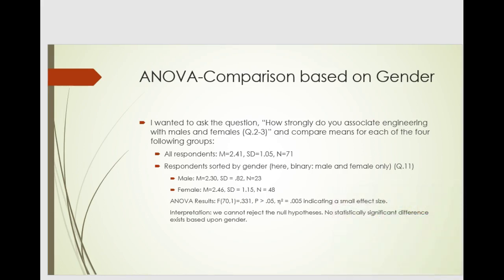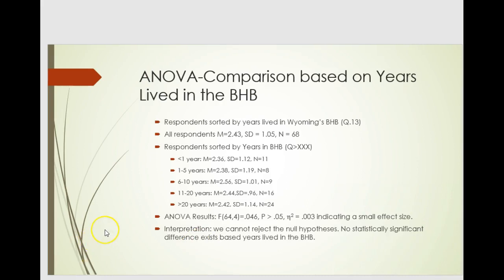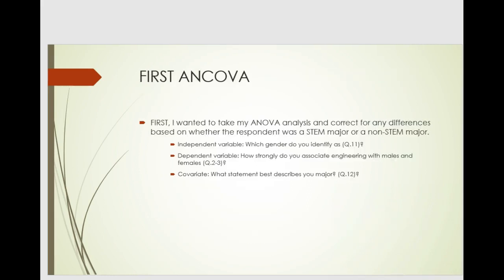So moving forward, I then sorted by years, because we live in this very rural community where engineering is not a visible profession. So is there more of a bias based on the number of years that a person has lived here in Wyoming's Bighorn Basin? And once again, the answer is no. Very small effect size and very large p-values. So we cannot reject the null hypothesis. So overall, my ANOVA test showed no differences at all.